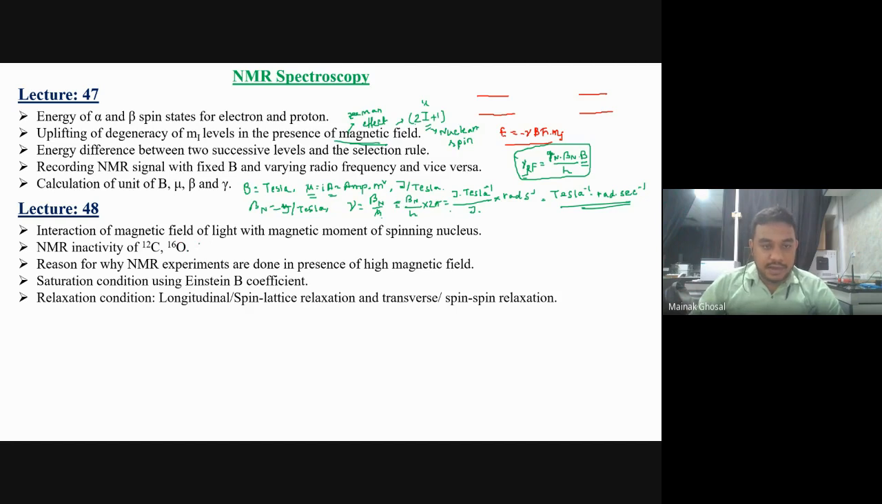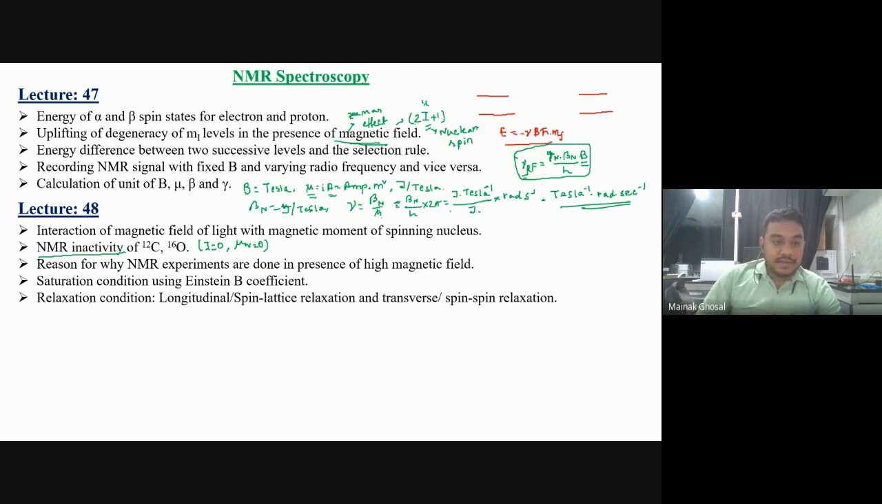In case of these, you can see I equals 0. And with I equal to 0, the magnetic moment mu is 0. Since the magnetic moment is 0, it will not interact with the external magnetic field. Since they cannot interact, they will not show any NMR signal. So they are actually NMR inactive. We will see 16O, they are actually NMR inactive.